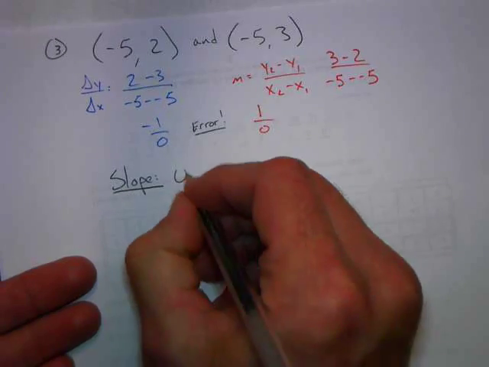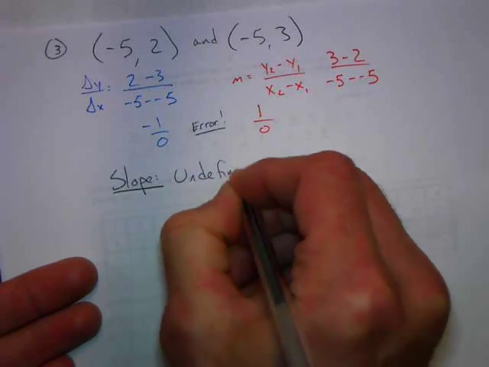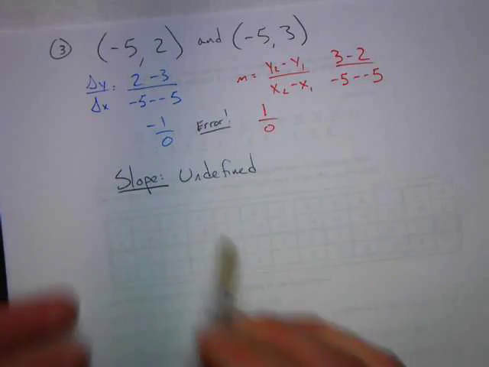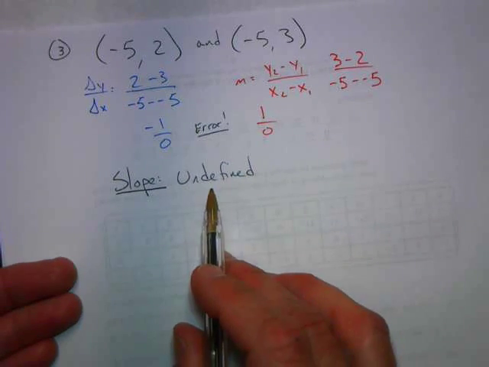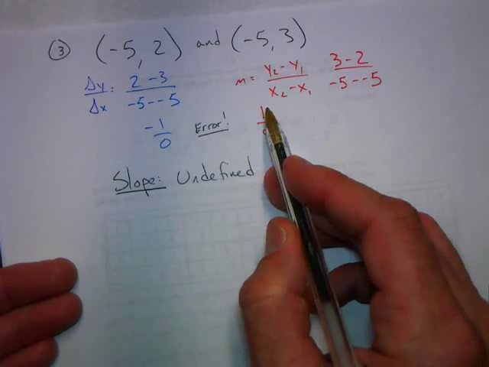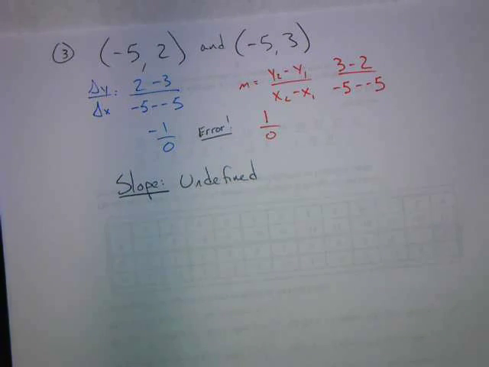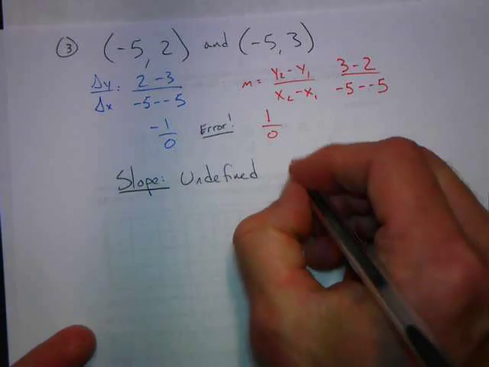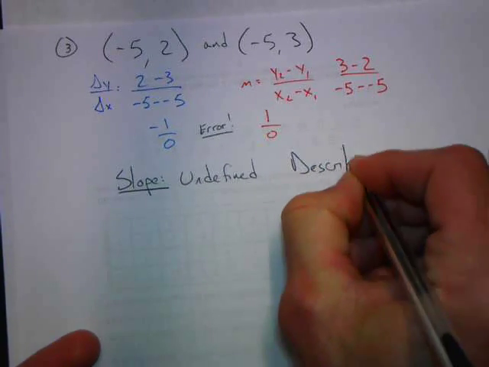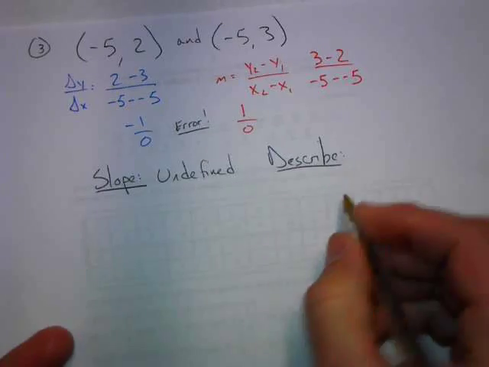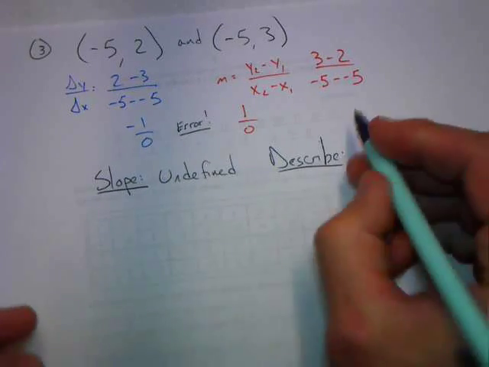So what does that mean for the slope? It means the slope is undefined. You can't point to it. It doesn't exist on a number line. So if we had the 0 on the top, our slope was 0. If we had the 0 on the bottom, our slope was undefined. So then we got to talk about what might that look like for the description. So how do we describe a slope that is undefined? And we can work the same way.